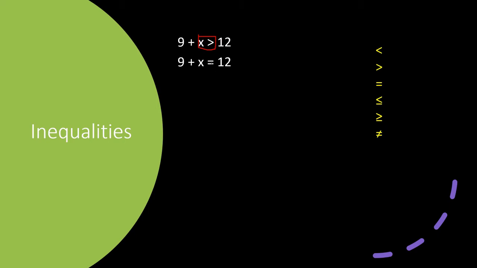For right now, just temporarily, I'm going to substitute this inequality symbol by this equal sign. Then I'm going to solve for x the way I already know, as if this was an equation. So I can tell that x is equal to 3, because 9 plus 3 is equal to 12. Now let us go back and remember the relationship, the way the inequality symbol is pointing to the variable.